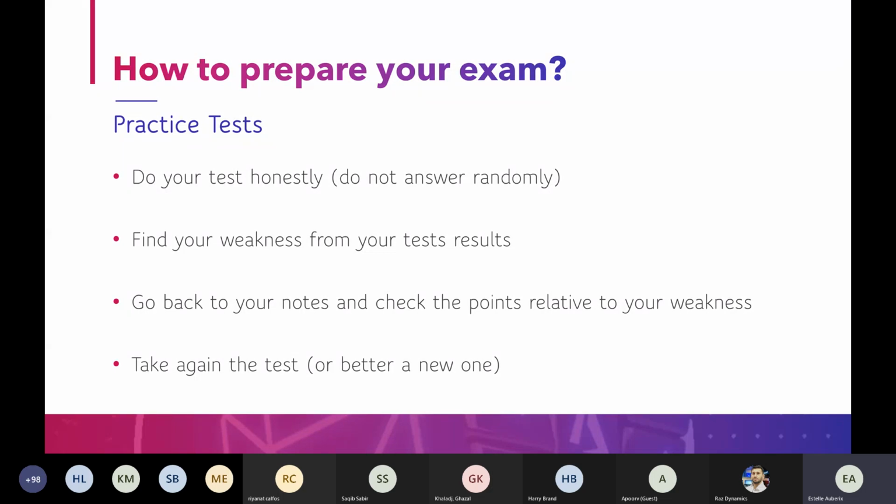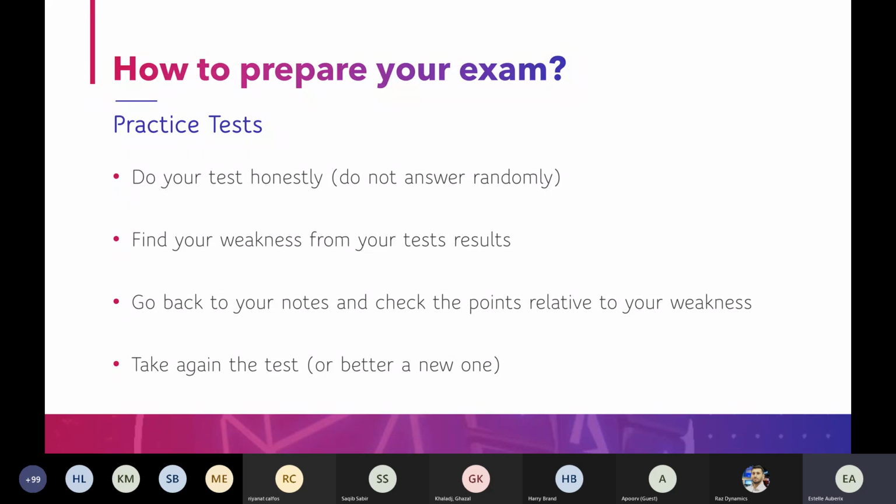And take a test again, a new one if you have one, but be aware that sometimes on the website you will have something like 60 to 100 or more than 100 questions, and in the exam you're going to have only between 30 and 50 questions. So generally in the test you're going to have more questions than in the exam.